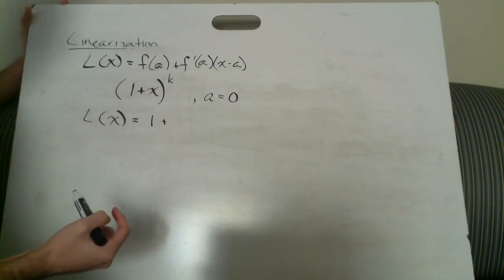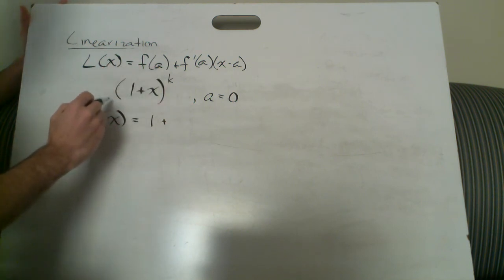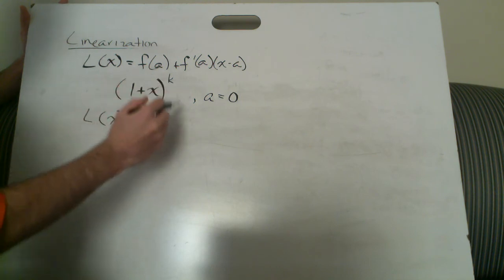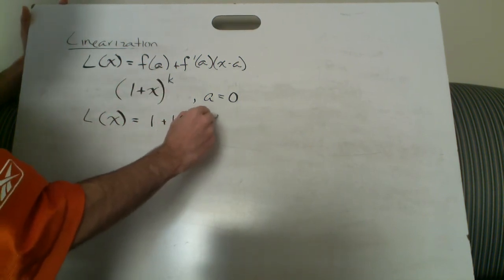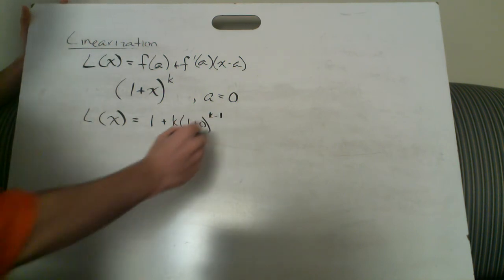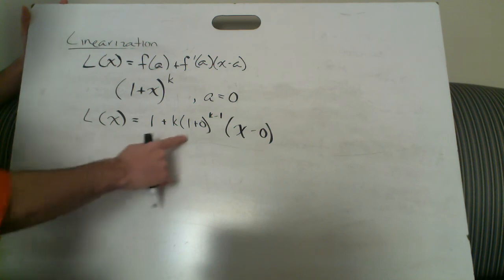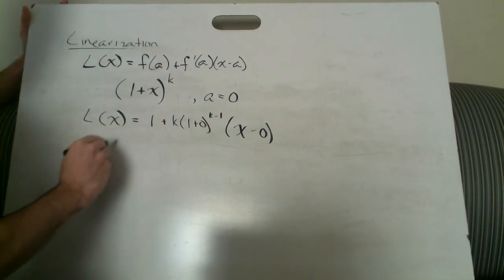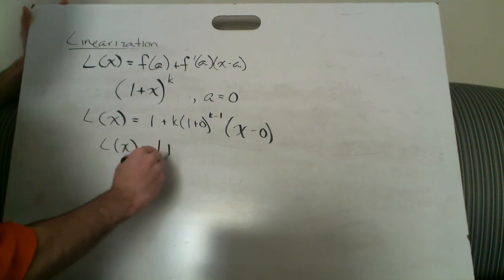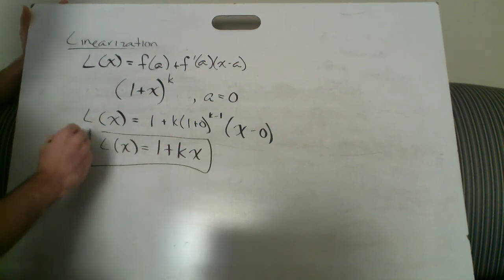Okay, f prime of a. All right, well, let's see here. F prime of a, I'll bring down the k out in front. So this will be k times 1 plus 0 to the k minus 1. And then, of course, times x minus 0. And now 1 to some power is, again, always 1. So this means my linearization is 1 plus kx. And that's it. That's my linearization formula.